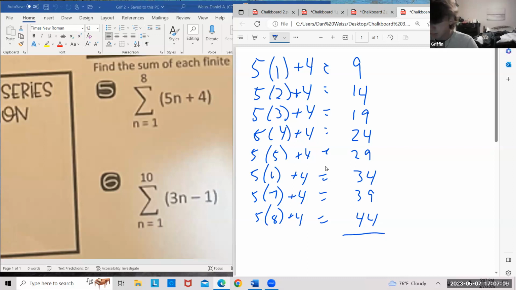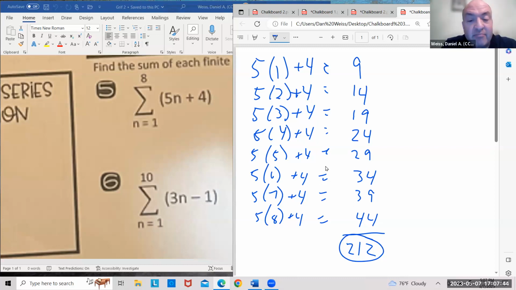Oh, wait, hold on. 1, 2, 3, 4, 5, 6, 7, 8. Oh, no, wait, I'm sorry. It should not be 216. It should only be 212, because in the very first problem we had a 4 in there. The first number was a 4. We had 4 plus 9 plus 14, but whatever, right? So I got 212. 212 is correct. That's all I need as my answer, 212. That's the sum.